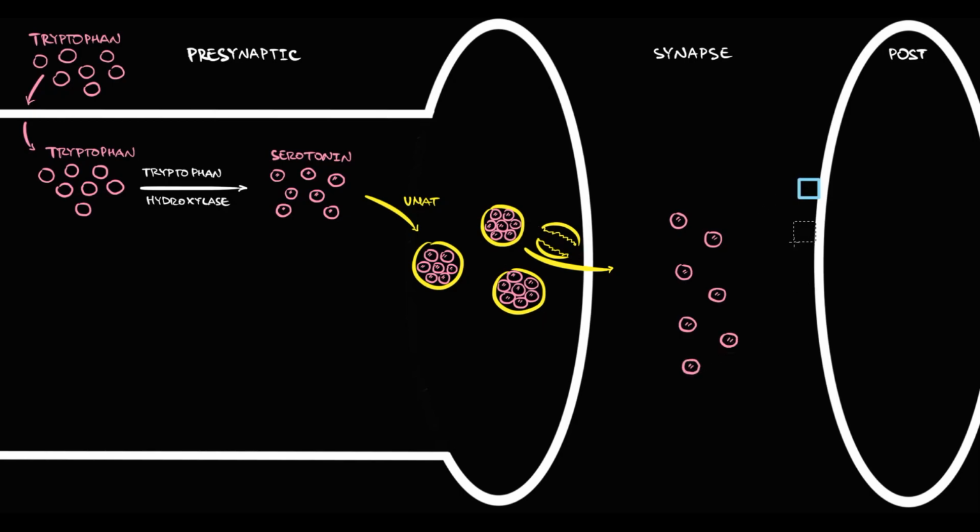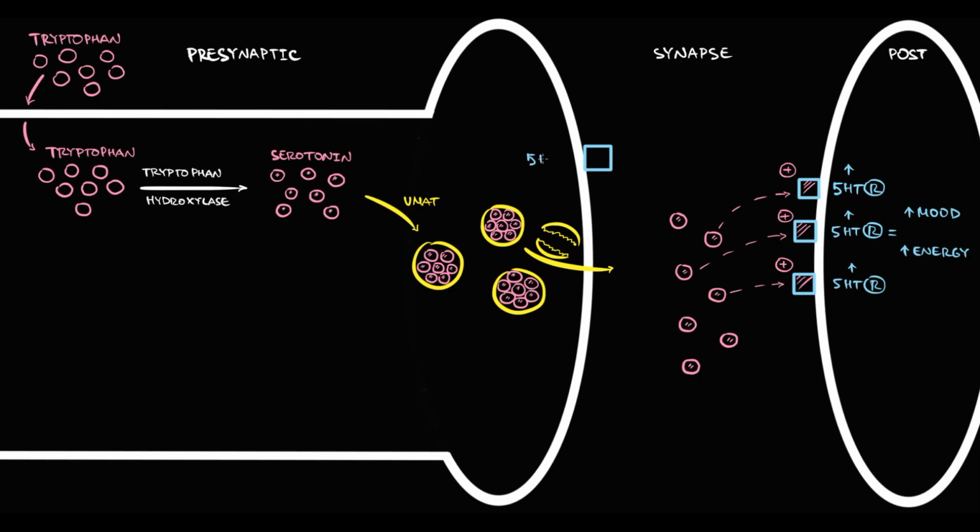On postsynaptic neuron, we have numerous serotonin receptors, and once serotonin appears in the synapse, most of them immediately bind to serotonin receptors. With binding, they activate serotonin receptors, and activation of serotonin receptors improve mood and increase energy. Some of the serotonin molecules bind to serotonin 1-beta receptor on presynaptic neuron, which is autoreceptor.